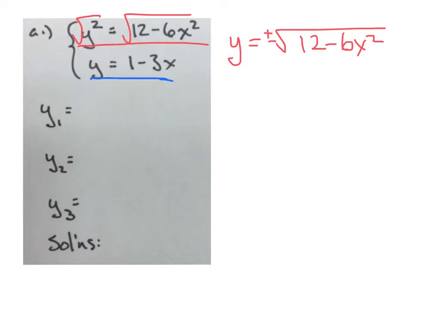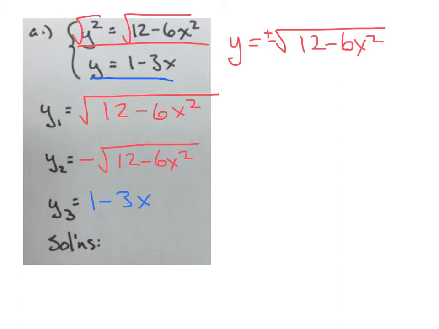Now, in order to get this all typed into our calculator right, we need to first split that first equation into two separate ones. The first one being the square root of 12 minus 6x squared. The next equation would be the negative square root of 12 minus 6x squared. Now we leave the third equation as it is, 1 minus 3x, and we move over to the graphing calculator.